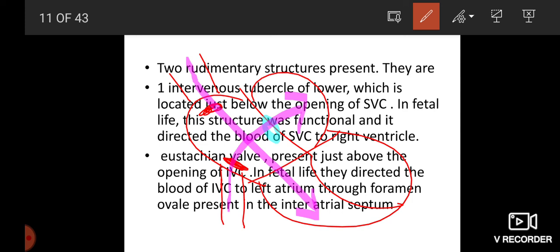Once the fetal circulation changed to the adult pattern of circulation, these functional structures, that is, the intravenous tubercle of Lower and the eustachian valve, lost their function, and these structures became remnants or rudimentaries. These rudimentary structures have no function in the adult heart, but the structure is still there.